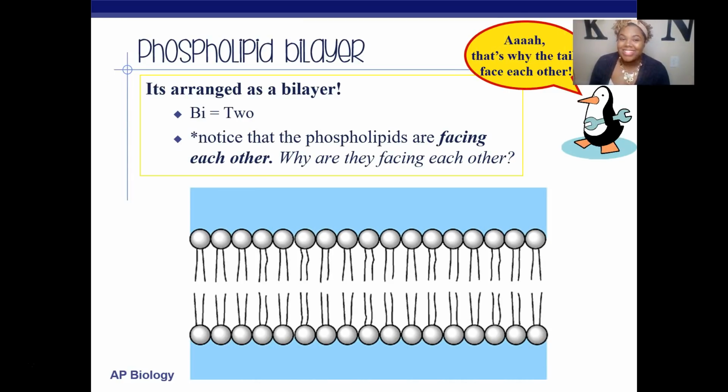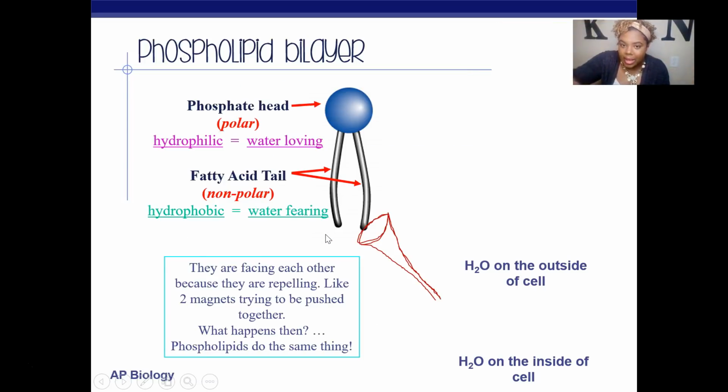Okay. So, the phospholipid bilayer. It is basically 2 layers of the phospholipids. And the word bi, of course, means 2. So what I want you to really take from this is that the tails are facing each other. And the heads are on the outside. Why is that?